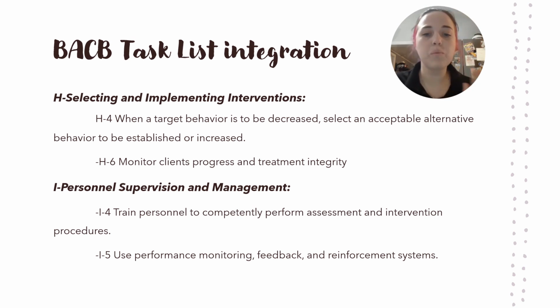Then we've got H6, which is monitor client's progress and treatment integrity. So the use of the treatment integrity checklist that I created in the previous slide can work to ensure that the critical components of the token economy are being implemented, which ensures optimal effects are produced by this intervention. Then we have personnel supervision and management, where I4 is to train personnel to competently perform assessment and intervention procedures, as highlighted by the protocol used to train staff.